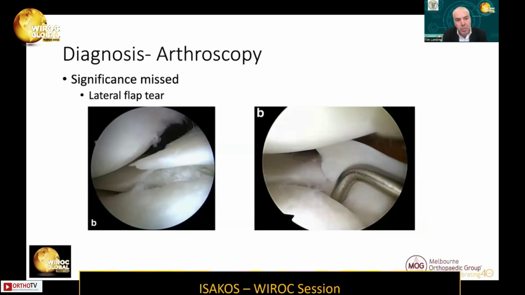The significance can also be missed, particularly with the flap tear on the lateral side, because the lateral meniscus is much more circular and curves back towards you during arthroscopy. These flap type tears are actually the equivalent of the complete radial tear that we see on the medial side, so they can be quite easily missed.